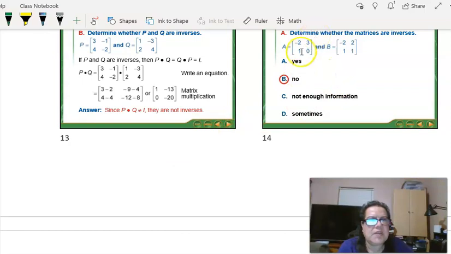So you could just practice multiplying these out to see if you do end up getting the identity matrix. For example, in this case, when they multiplied A times B, then B times A, they are not inverses because you don't get that identity matrix, the 1, 0, 0, 1.